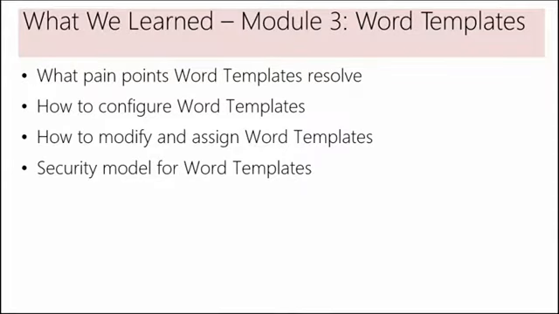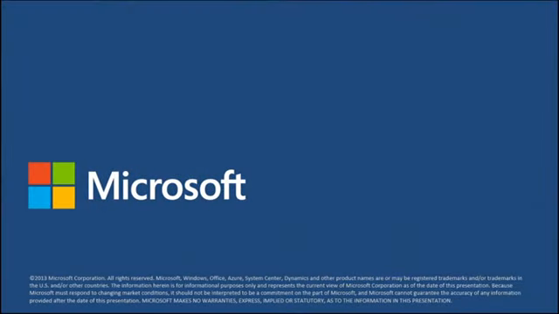And then lastly, looking at the security model. Again, the security model is very straightforward for this functionality. We leverage the existing report writer security model. So if you have access to run the Microsoft Dynamics GP report writer version of the report, you also have security access by default to run the template. So thank you, and that is the conclusion of Module 3, Word Templates.